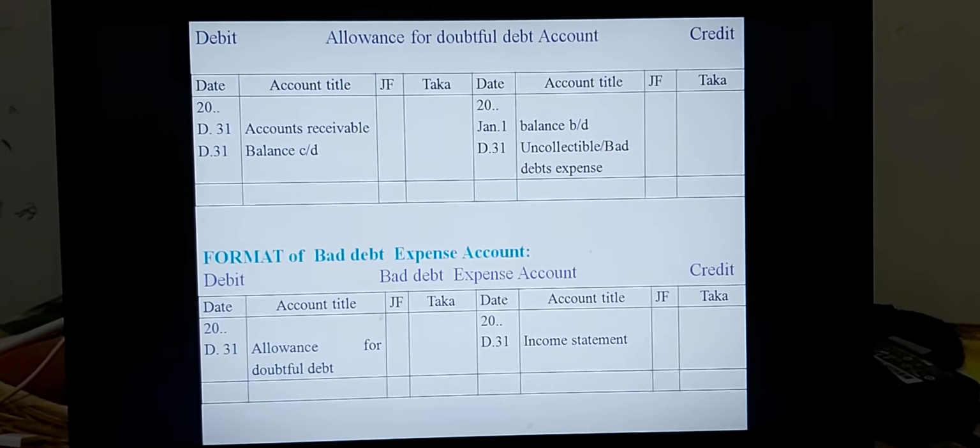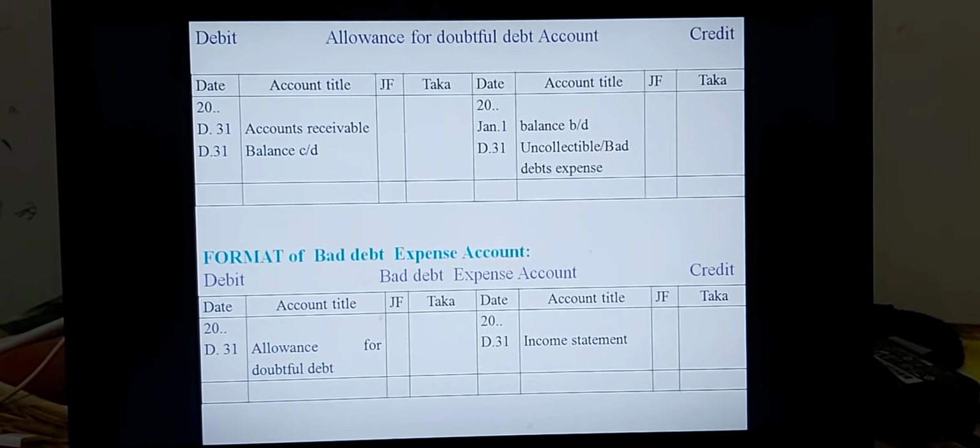In the left side, only 2 accounts. First one, accounts receivable. Second one, balance c/d, that is the closing balance of the account. In the right side, that is the credit side, January 1, balance b/d, that is the opening balance. And the last posting, uncollectible debt or bad debt expense account. Totally 4 postings are related to allowance for doubtful debt in each year.